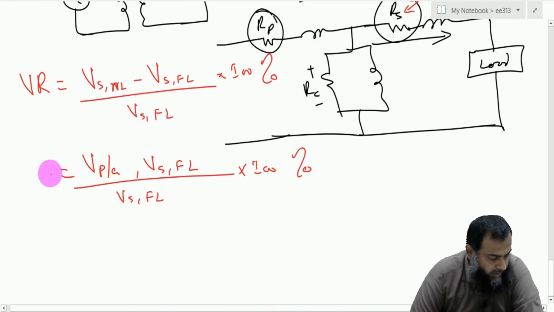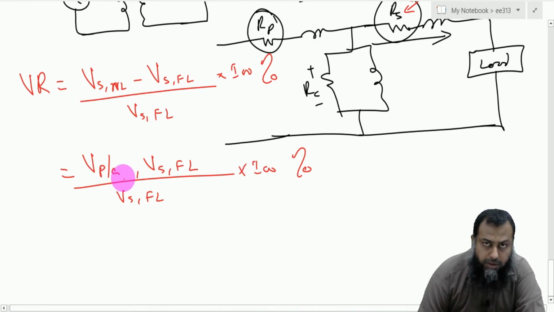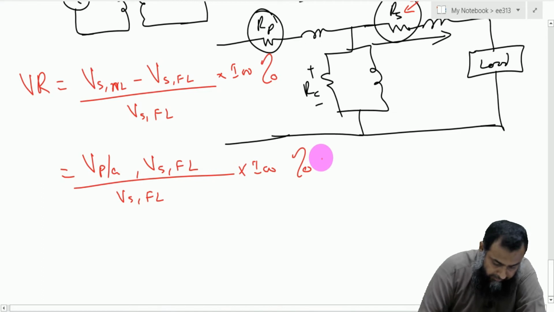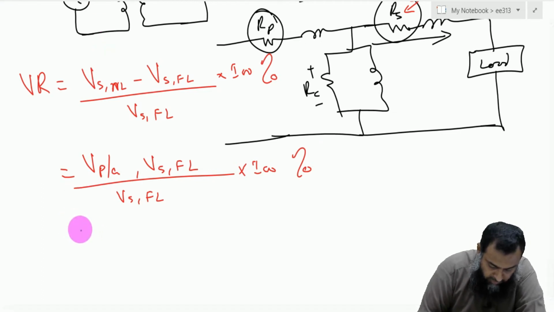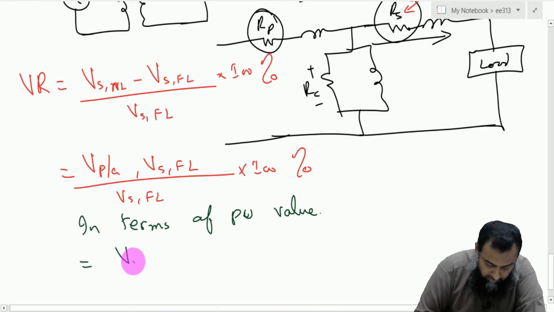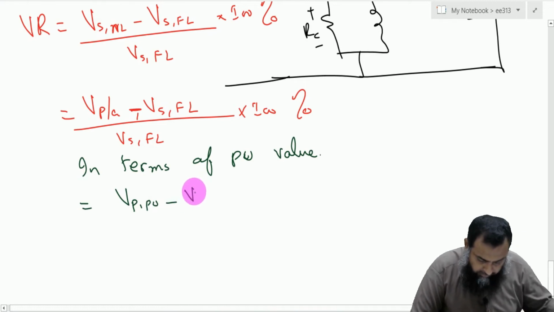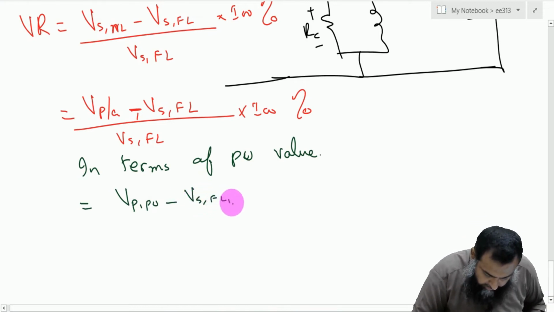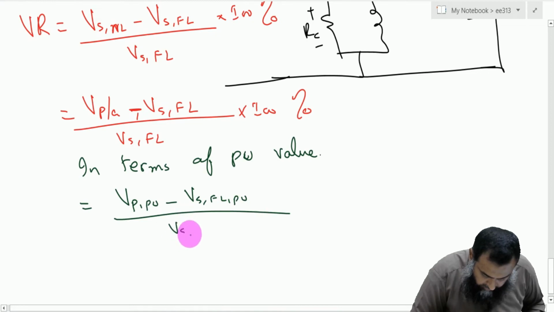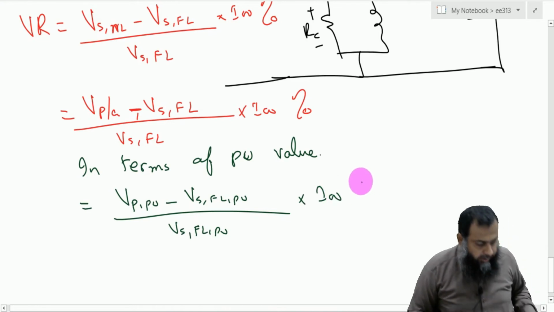of a given transformer. Now, in terms of the per unit value, this is the normal expression. If I rewrite it in terms of the per unit quantity system, that is equal to V primary per unit minus Vs full load per unit, divided by Vs full load per unit, multiplied by 100%.